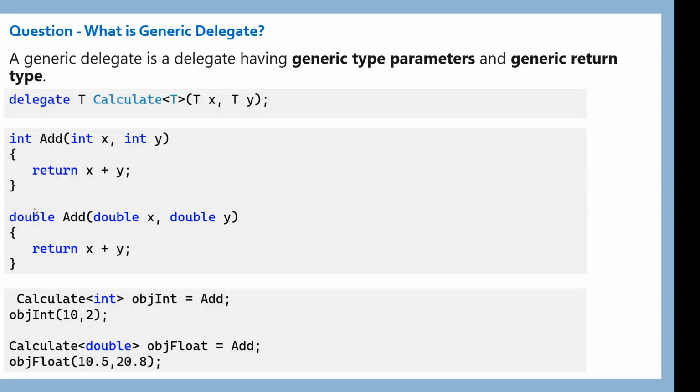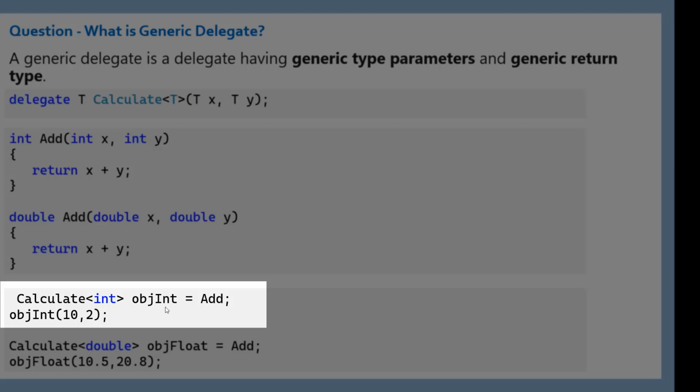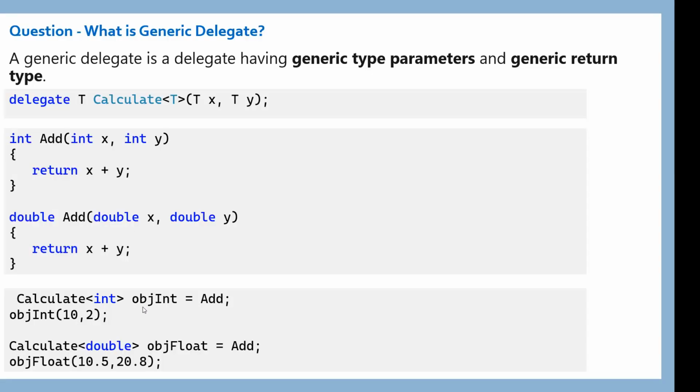Okay, so now how to use this delegate? Here we need to mention the type integer. So we can replace T, which is within the angular brackets, with integer. Then we will define an object of it and refer to the Add method. In our case, as we have taken the type as integer, we will refer to the first method, and we can call this delegate just by passing two parameters, 10 and 2.